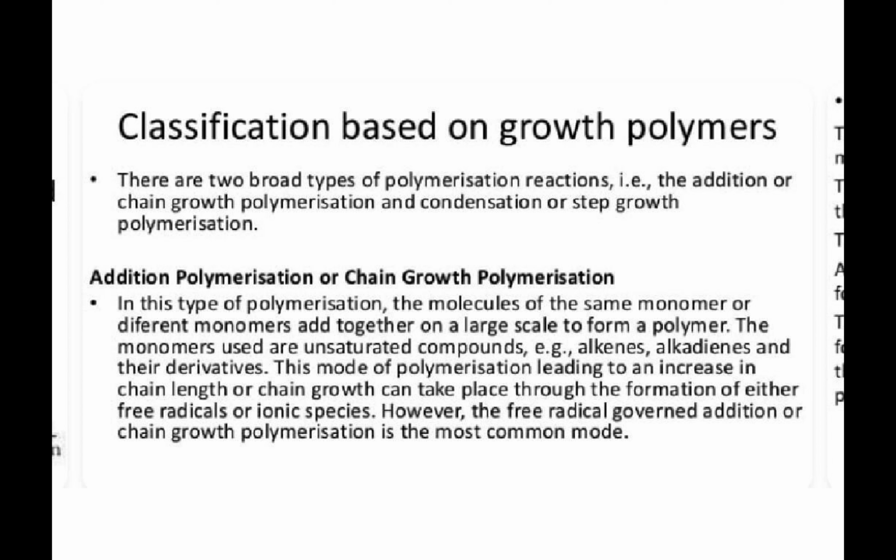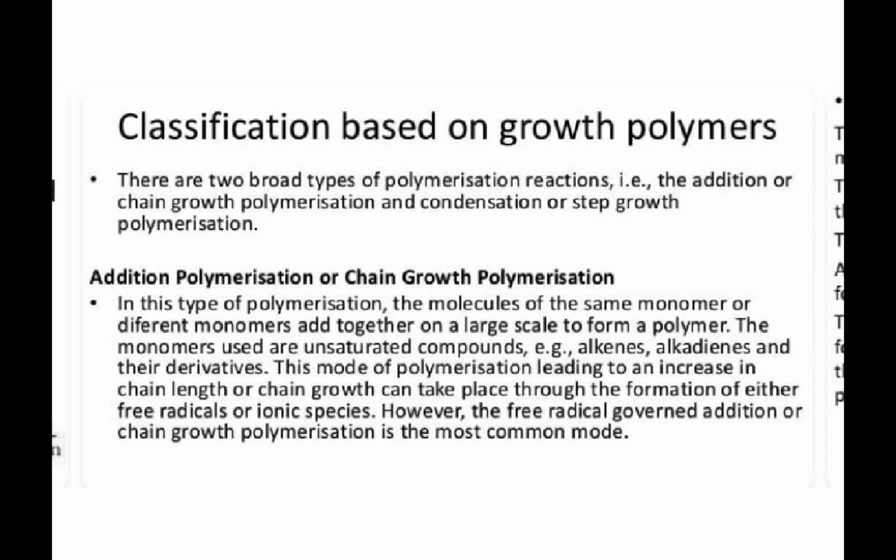Then classification based on growth of polymers. There are 2 broad types of polymerization reaction. One is addition or chain growth polymerization, the other is condensation or step growth polymerization. So what is addition polymerization or chain growth polymerization? Here the same monomer molecules or different monomers add together on a large scale to give a polymer. Unsaturated compounds are normally used as monomers, like alkenes, alkynes and their derivatives.